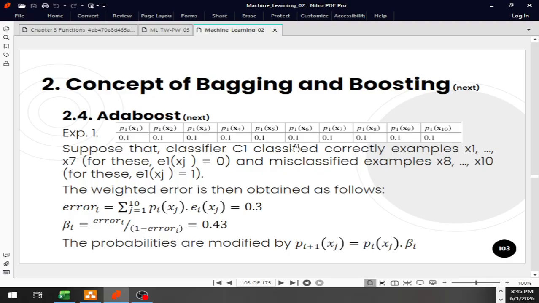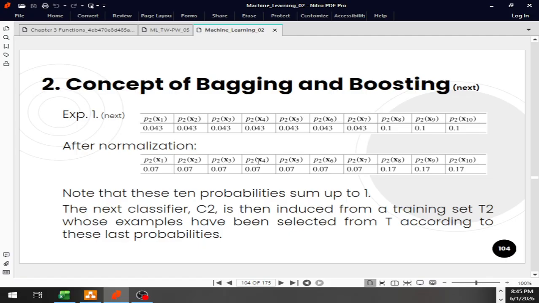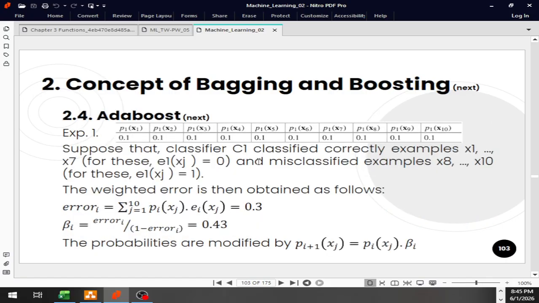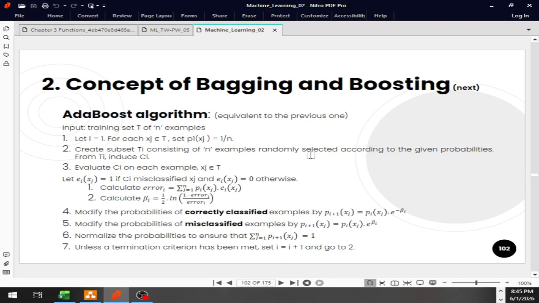When we train a classifier on this, later it will get an accuracy. Suppose we have, let's see the example used here. Well, suppose that classifier C1 classified correctly from x1 to x7, from here to here. So 7 over 10 are well classified. 3 over 10 are misclassified. We agreed upon this.